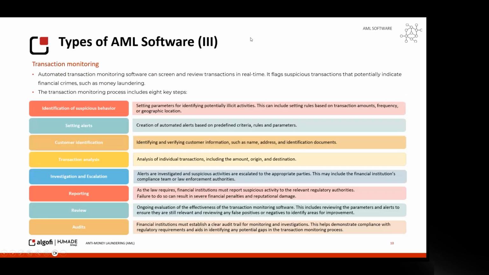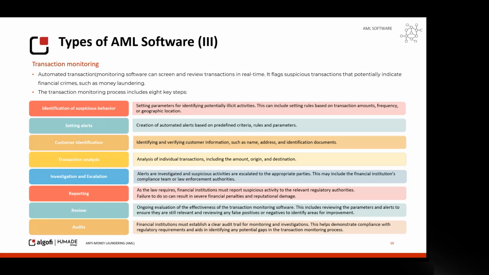Types of AML software. So, transaction monitoring is the next type of AML software that we will be discussing. Automated transaction monitoring software can screen and review transactions in real time. It flags suspicious transactions that potentially indicate financial crimes, such as money laundering. The transaction monitoring process includes 8 key steps.